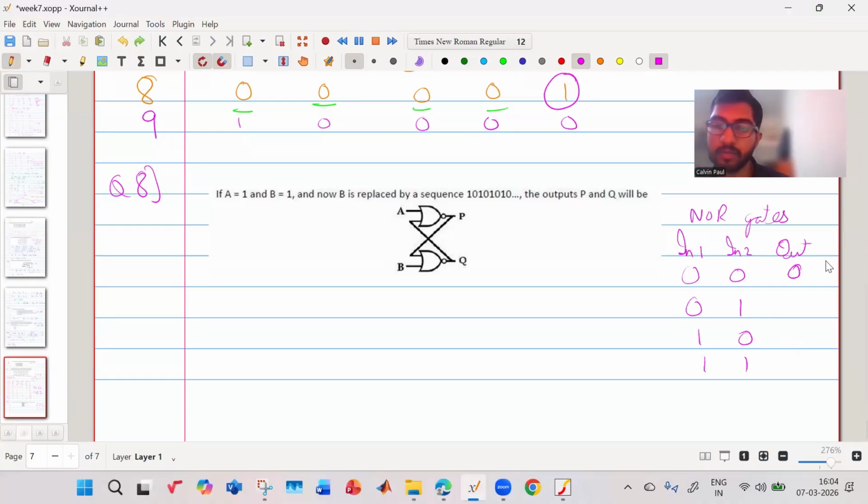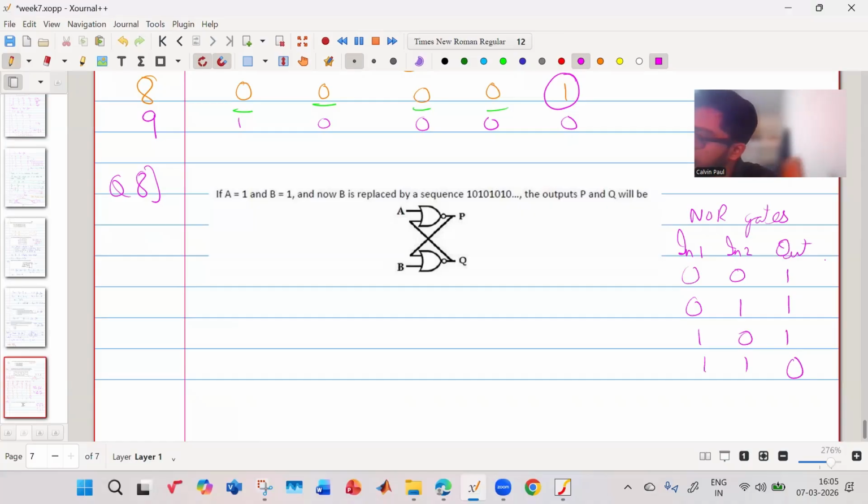No, sorry. If any of the input is 0, the output will be 1. Okay, so this is 1, 1, 1, 0. So this is the condition. So what you have told is that A is 1 and B is 1. So if A is 1 and B is 1.